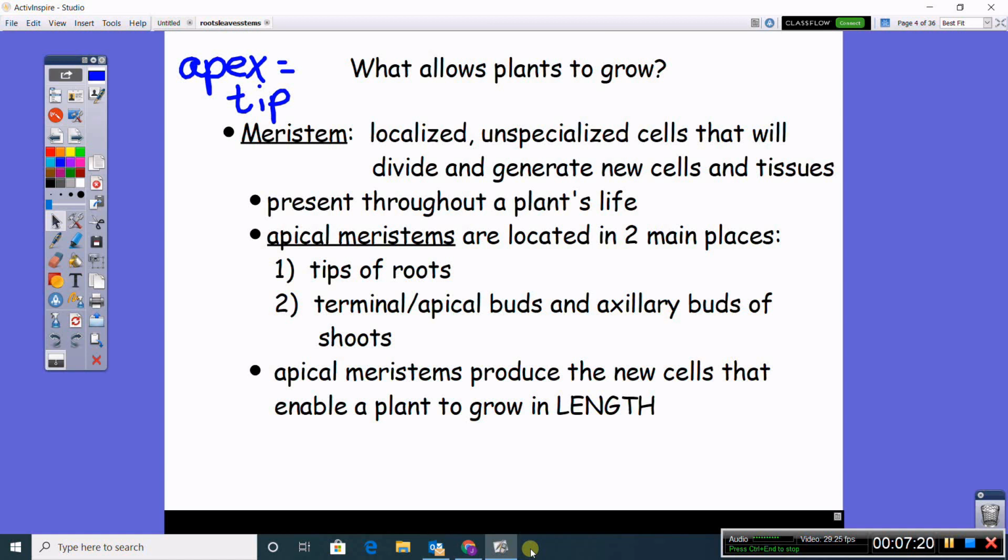The other type of meristem that we'll talk about later on in the week is called a lateral meristem, which is going to allow the plant, especially like a tree trunk, to grow in width. But for right now, we're just focusing on the apical meristems.